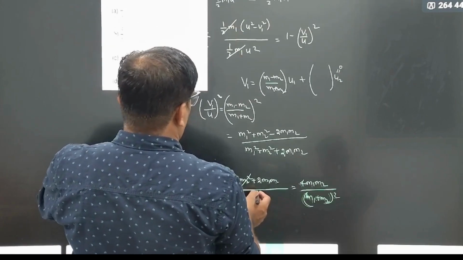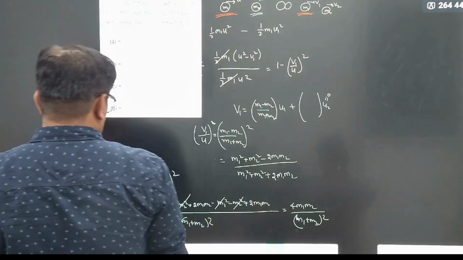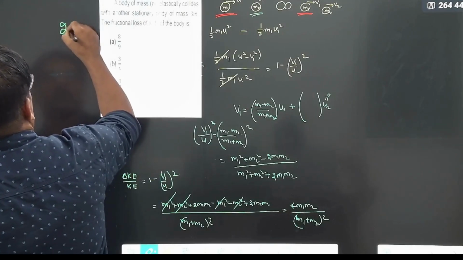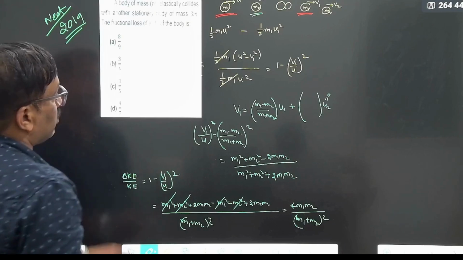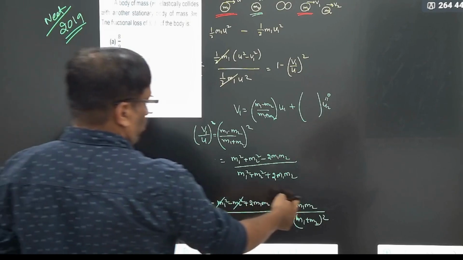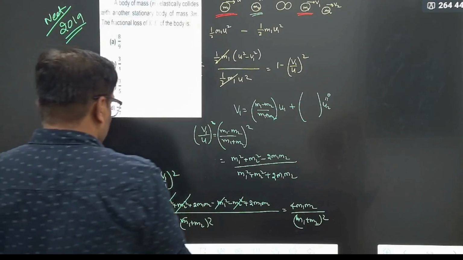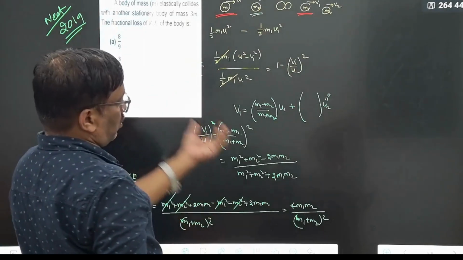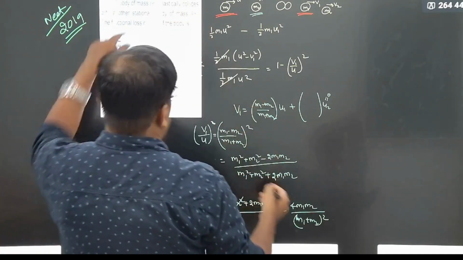This is one of your NEET questions, right? This formula was asked in the 2019 NEET question, clear? So here what we got is fractional loss of kinetic energy 4 m1 m2 by m1 plus m2 whole square. Just substitute it and you can get your answer. Next time if they ask, practicing this formula is enough. So therefore, we can get it for the colliding body.